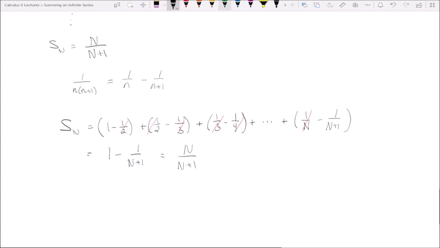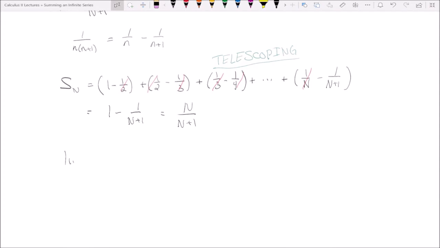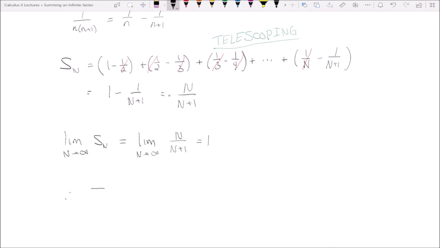By the way, such a series is called telescoping, because notice, all of your middle terms cancel out, so that all we're left with are the two end terms. So now we have S sub n. Take a look. The limit as n approaches infinity of S sub n is the limit as n approaches infinity of n over n plus 1, which equals 1. So this series converges, and we say this infinite sum equals 1.